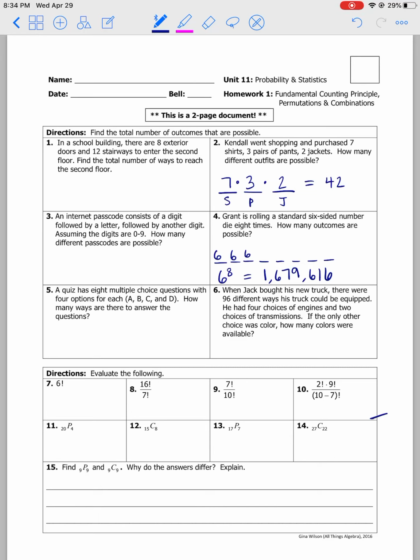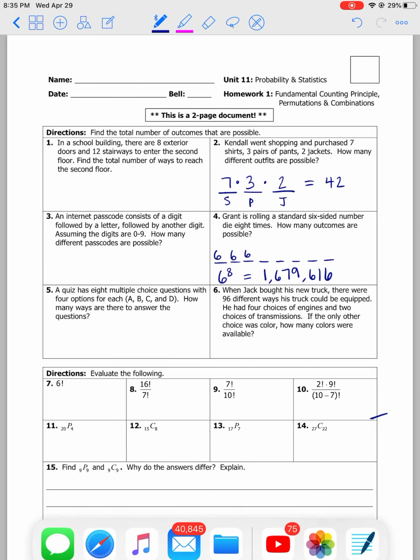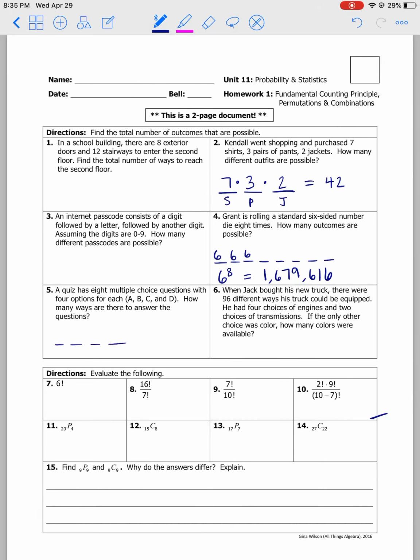So those are the 2 major types of fundamental counting principle questions that you would be asked. One, like question 2, where every decision has a different number of options. And then a question like number 4 or number 5. Number 5 says a quiz has 8 multiple choice questions, and each question has 4 options. So you have 8 things that are happening, and each one has 4. That would be 4 to the power of 8. The ones that are exponential like that are a little bit different from 2, but it's all within the same vein.